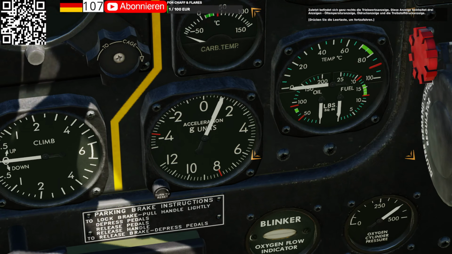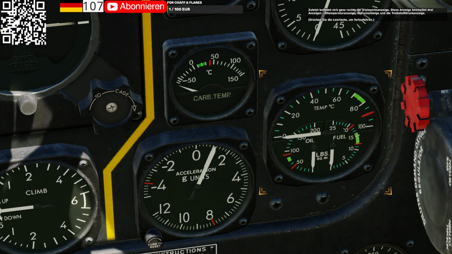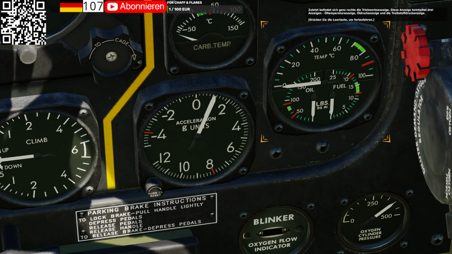Finally, on the very right is the engine gauge. This instrument includes 3 indicators: the oil temperature gauge, oil pressure gauge, and the fuel pressure gauge.